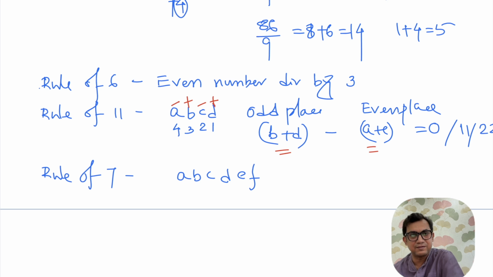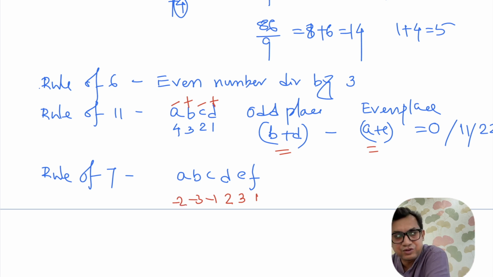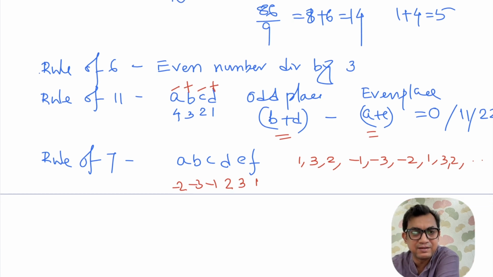So the rule of 7 says, you multiply the last digit by 1, then the second digit by 3, then by 2, then minus 1, minus 3, minus 2. So to check the divisibility of 7, the multipliers are 1, 3, 2, minus 1, minus 3, minus 2, again 1, 3, 2, and so on. You multiply and check the sum, whether it is divisible by 7 or not.